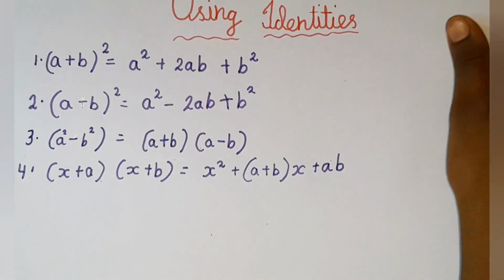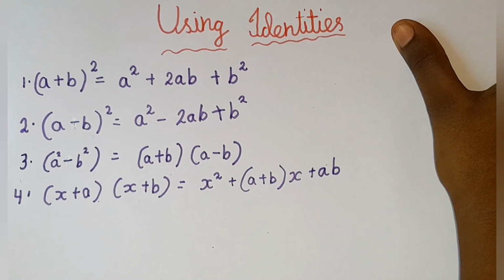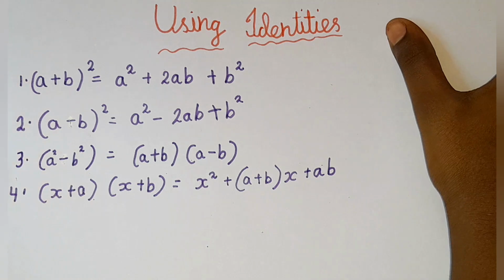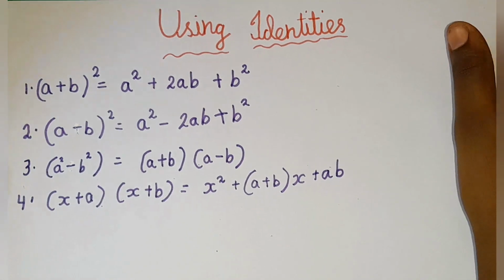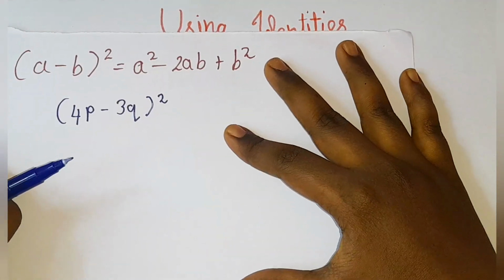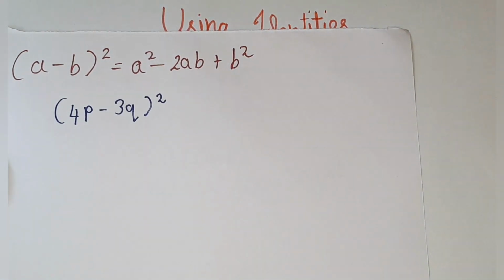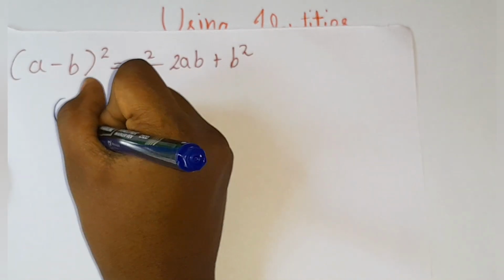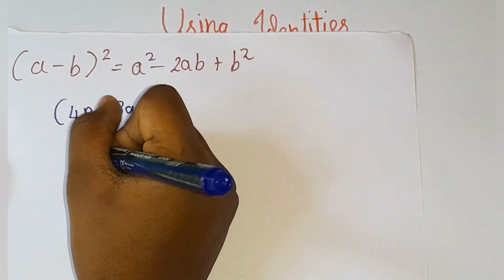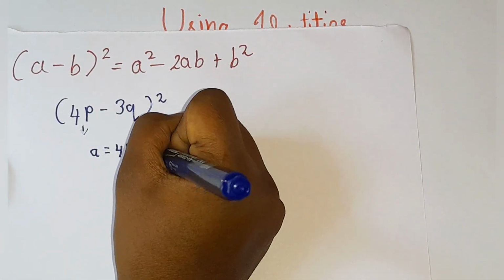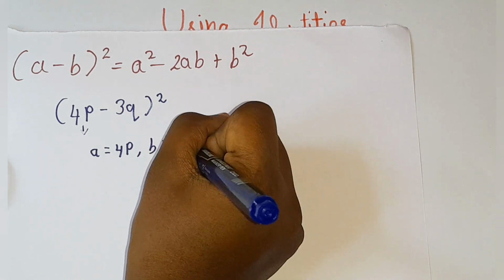Going to learn this. So this is also similar to the first identity that we have already learned. So you guys can see the question is 4p minus 3q the whole square. So here we can identify easily. We can name it as a. So a is equal to 4p, b is equal to 3q.